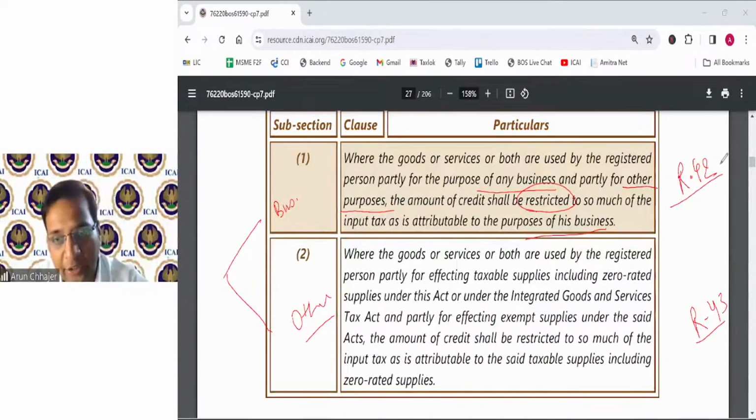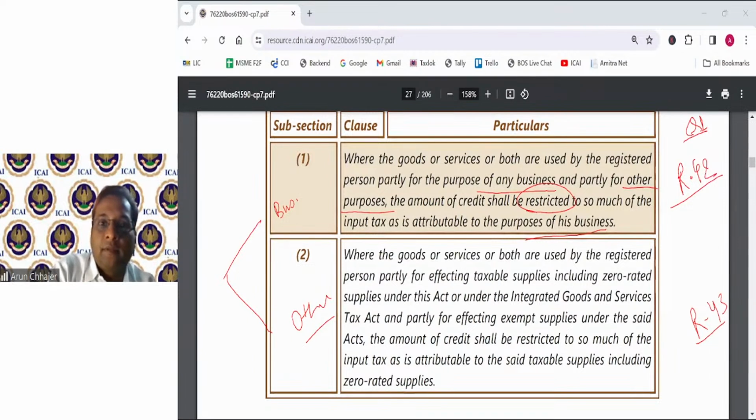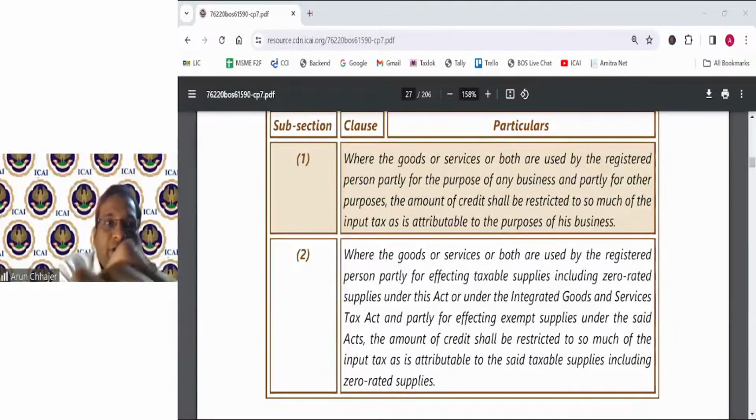You all have cleared your CA Inter. This is my first question. What is the difference between Rule 42 and Rule 43? Please tell me the difference, कि Rule 42 में क्या difference है और 43 में क्या difference है? Waiting for your reply.